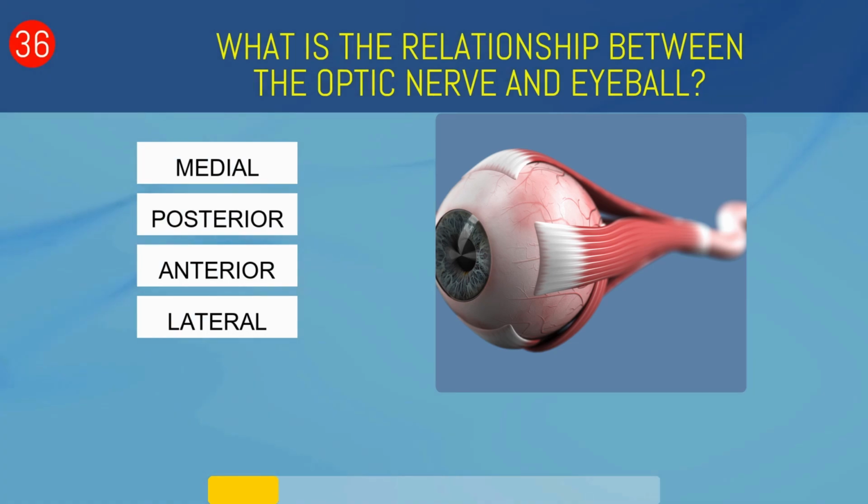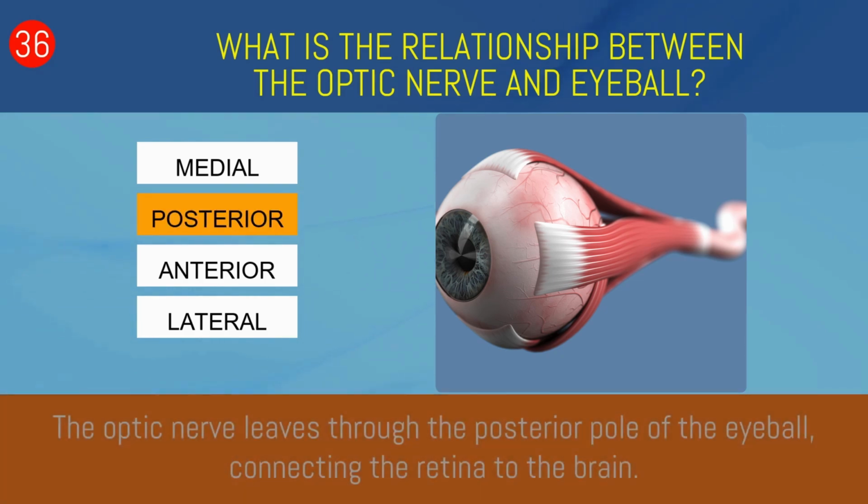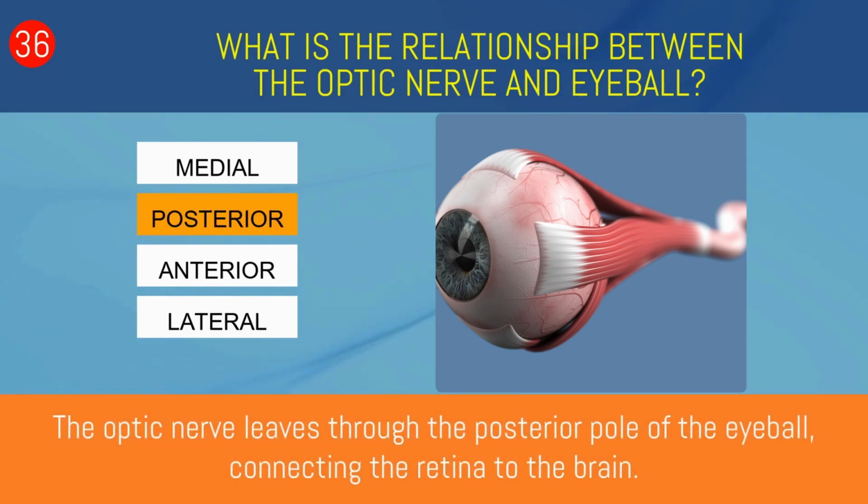What is the relationship between the optic nerve and eyeball? Medial, posterior, anterior, or lateral? Posterior. The optic nerve leads through the posterior pole of the eyeball, connecting the retina to the brain.